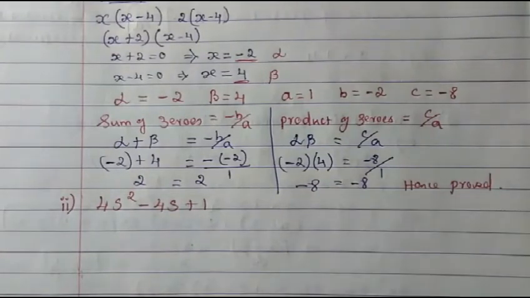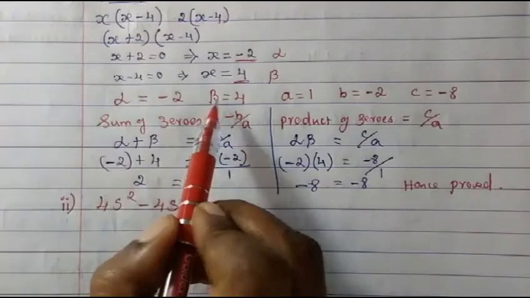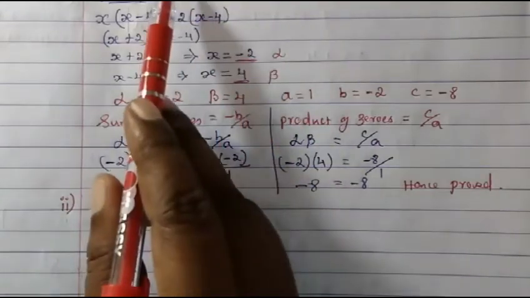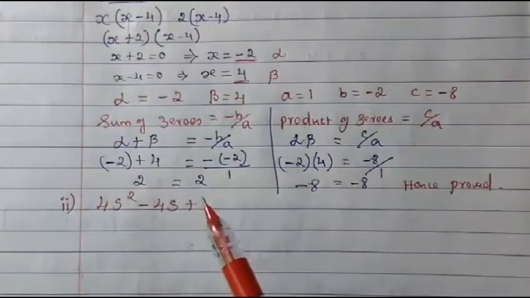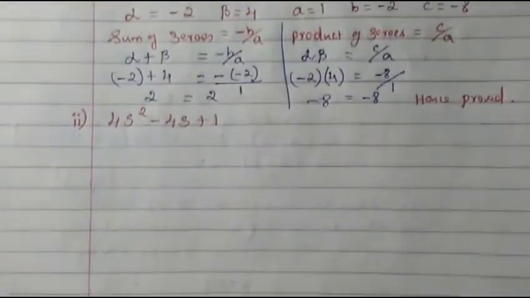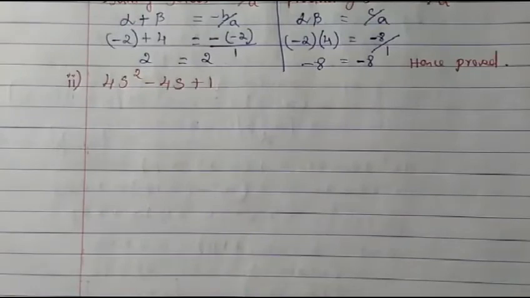So we have found the relationship between zeros and the coefficients of the polynomial. Alpha and beta are the zeros of the polynomial, and a, b, c are the coefficients of the polynomial. So now let's do the second sum very quickly in the same way.